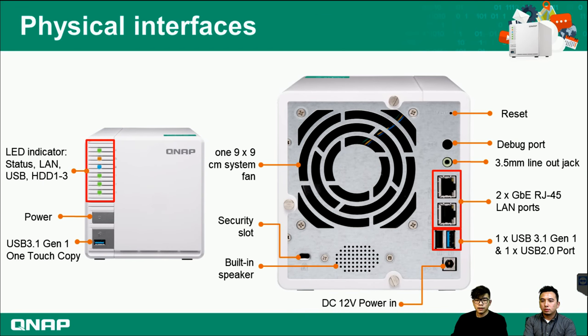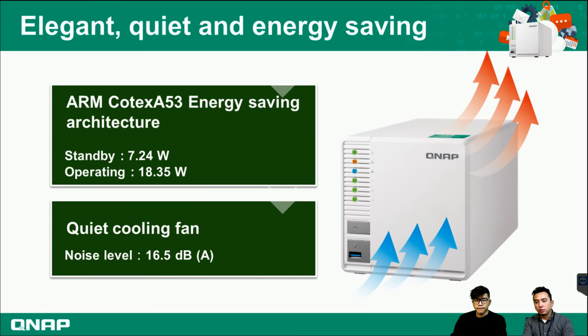Here we can see the front panel and the back panel. Basically, we still have everything together. You can have two USB 3.1 Gen ports, the 3.5 millimeter line-out jack, and the built-in speaker. Also, basically we have everything right here. And then we can see we have a 9x9 cm system fan. But for this fan, let's take a look at this one.